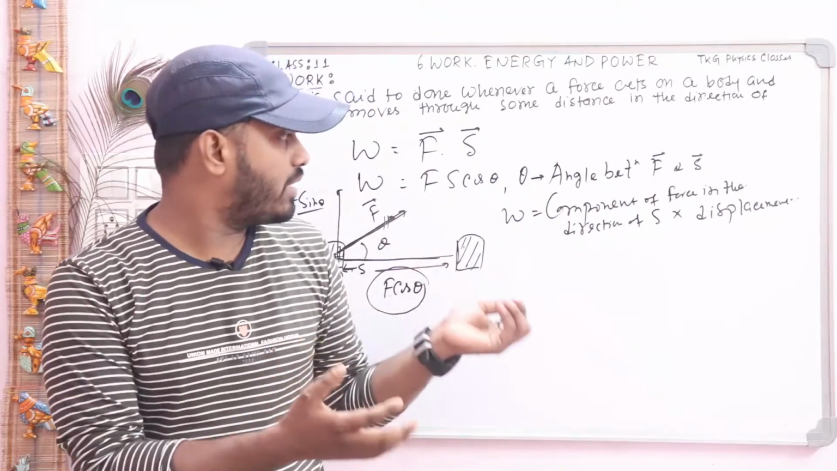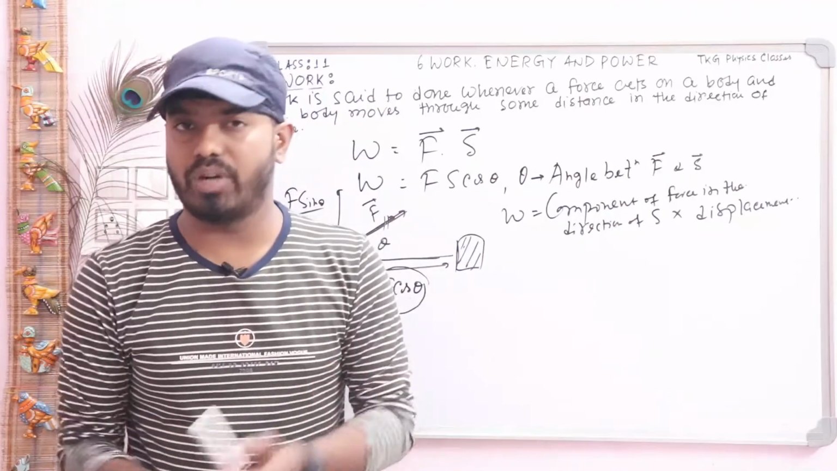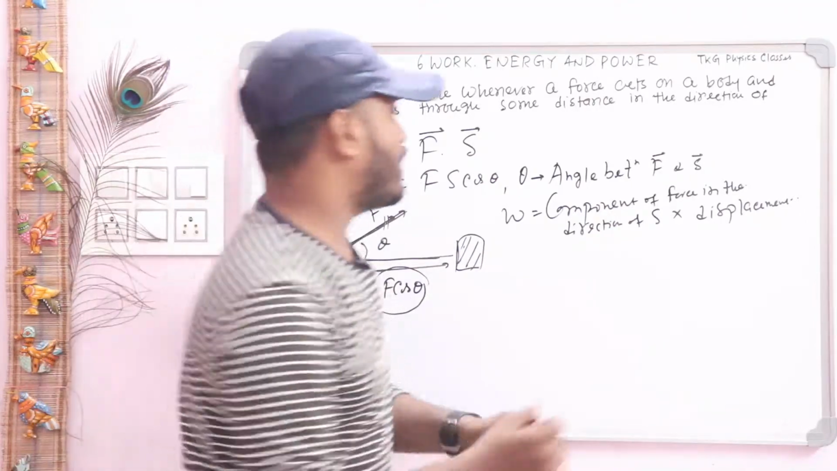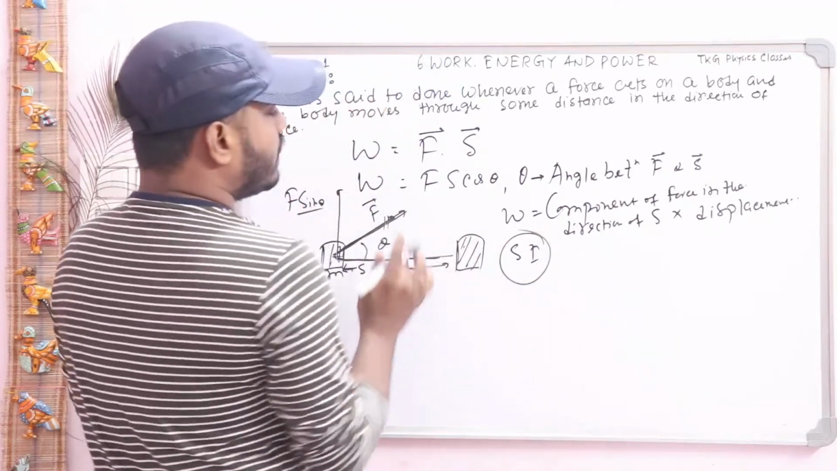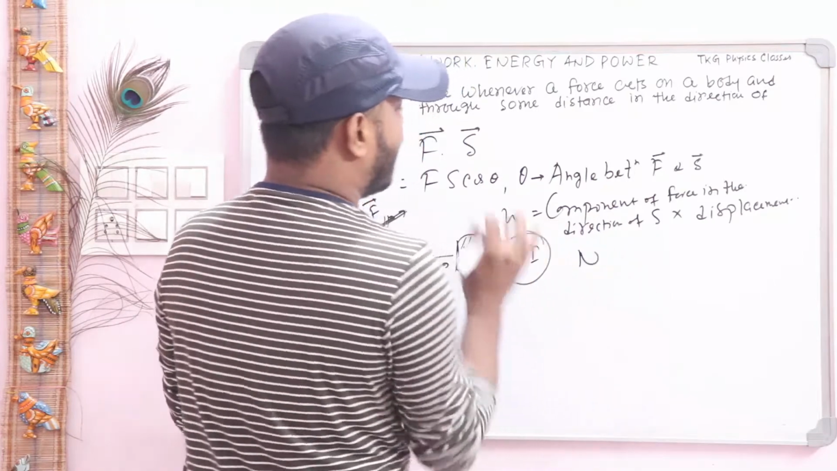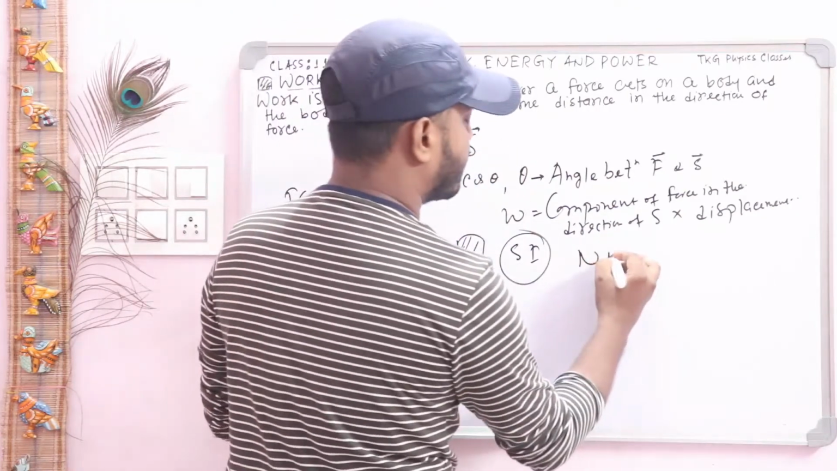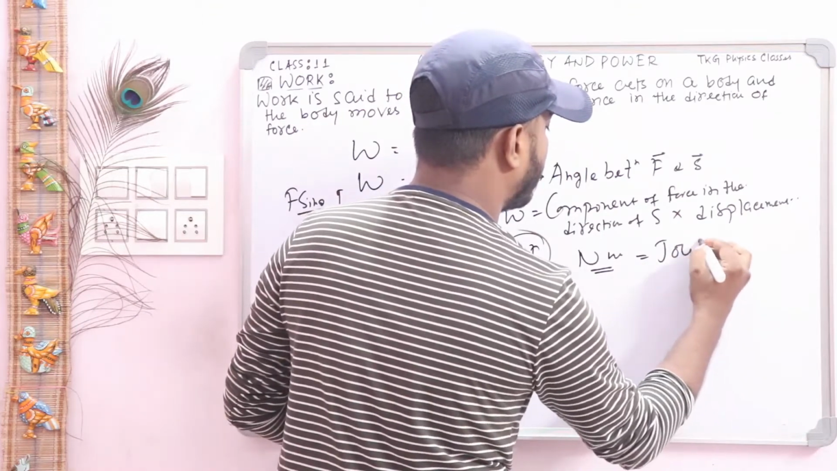Now with the help of this formula you can find out the unit and dimension of work done. Find it. So what is the SI unit? The unit of force is Newton, and the unit of displacement is meter. So the SI unit is Newton meter, which is named Joule.